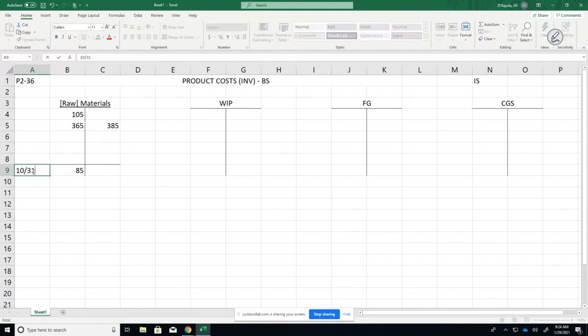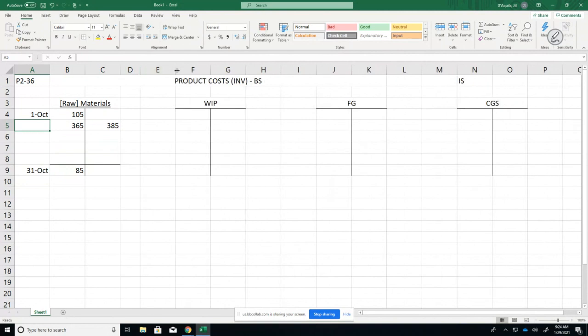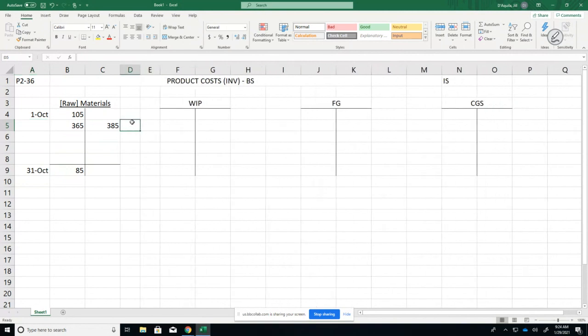So October 31st, Halloween, October 1st. And you start to see the same pattern because everything flows the same way now. So you see this 385? Let's move it over because it's direct materials. Over here, 385.